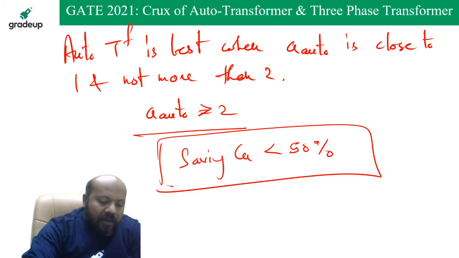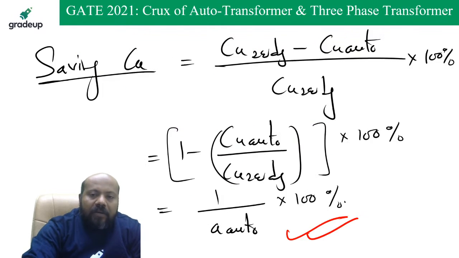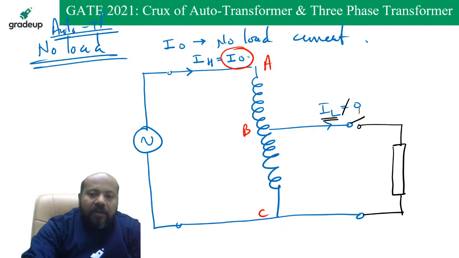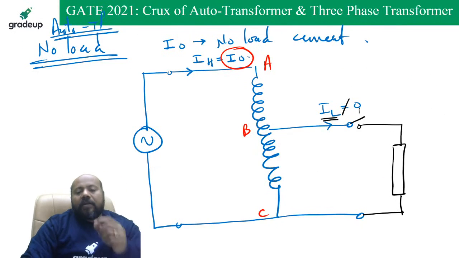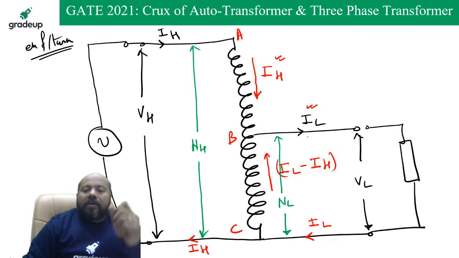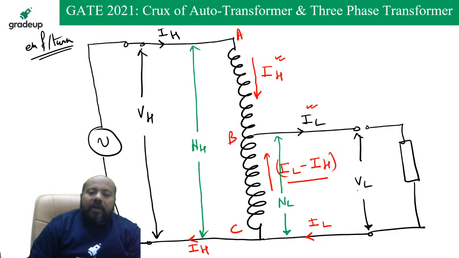Hardik is saying, now I understand why all power transformers are auto transformers. It is not like that, Hardik. Do not confuse yourself and others also. Just see this section of the winding. What is the current IL minus IH? IL minus IH multiplied by VL. What is this? Can you tell me? This is going to be the power being transformed by the BC section of the winding.